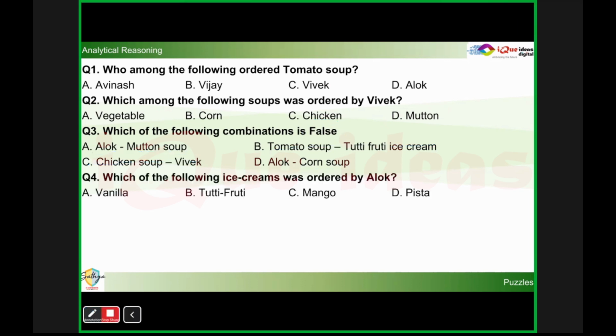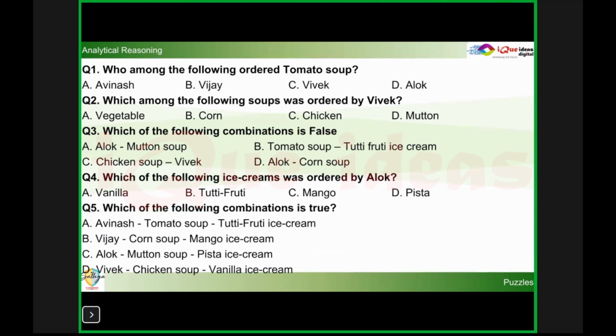Then, which ice cream was ordered by Alok? And which of the following combination is true? In the last question, they are asking the correct combination. So if you have the table in front of you and if you have correctly marked everything in the table, then again, answering this set of questions should not take you more than 3 to 4 seconds per question.